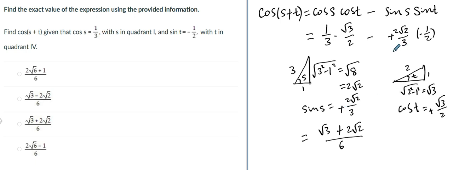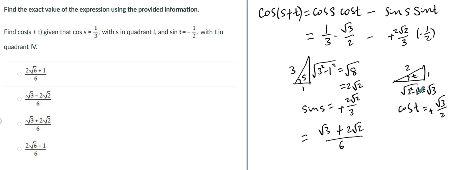Now, we are given sine t, and we need cosine t. T is in quadrant 4, so cosine is positive, since cosine is positive in quadrants 1 and 4. Since sine t is negative 1/2, let's consider sine t positive, which is 1/2.